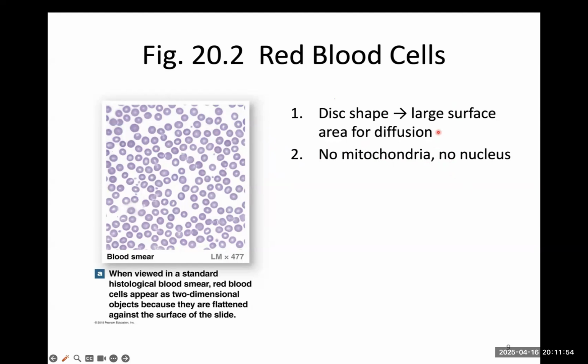And what's interesting is that it has no nucleus. This erythrocyte has no nucleus and no mitochondria, because all it's doing is transporting gases. And because it has no nucleus and no mitochondria, it cannot go through mitosis.